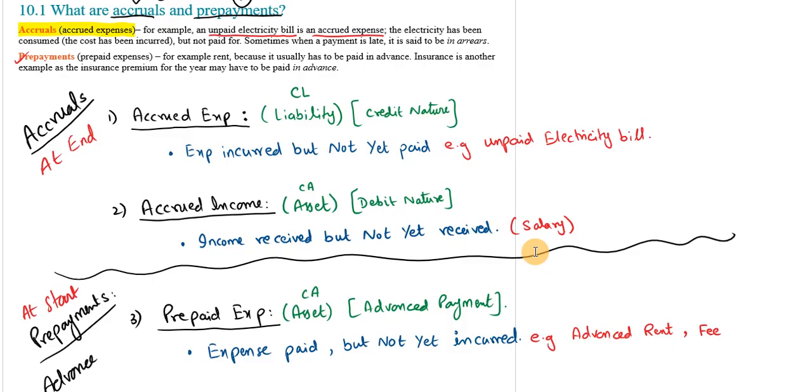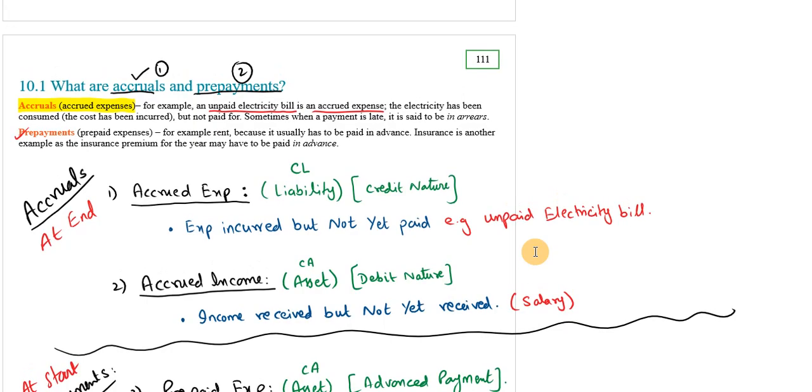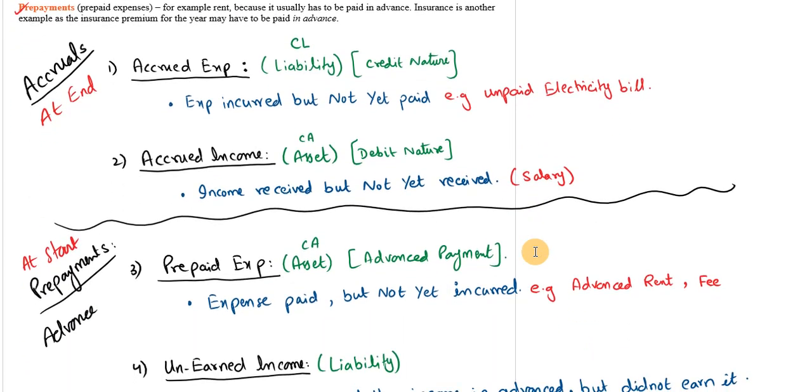In the last lecture, we were discussing chapter number 10, that is accruals and prepayments. In accruals, we have accrued expense. Accrued expense means expenses incurred but not yet paid, for example, the unpaid electricity bill. So accrued expense is our liability.